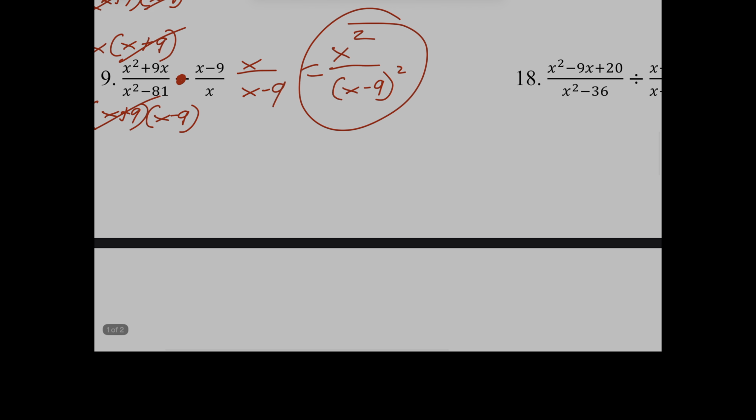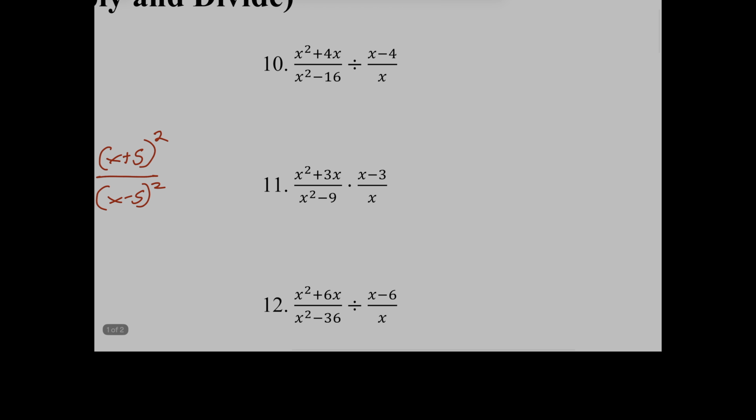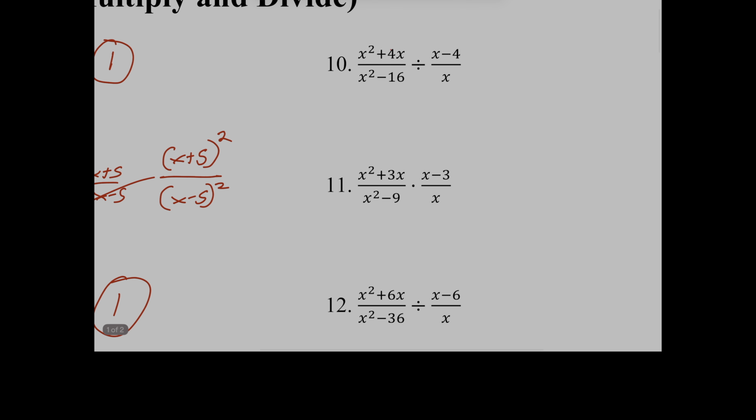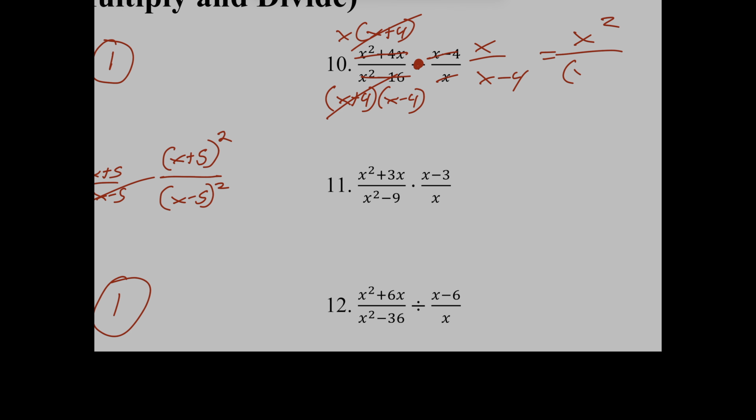All right, let's keep going. Let's go to number 10. There's something the same. I can pull it out, and I'm going to be left with an x plus 4. And on the bottom, that's going to be an x plus 4, x minus 4. Now, it is division, so I turn it to multiplication, and I flip. And don't look at these. I already changed them. All right, let's cancel away. x plus 4, nothing else. So that becomes an x squared over x minus 4 quantity squared.